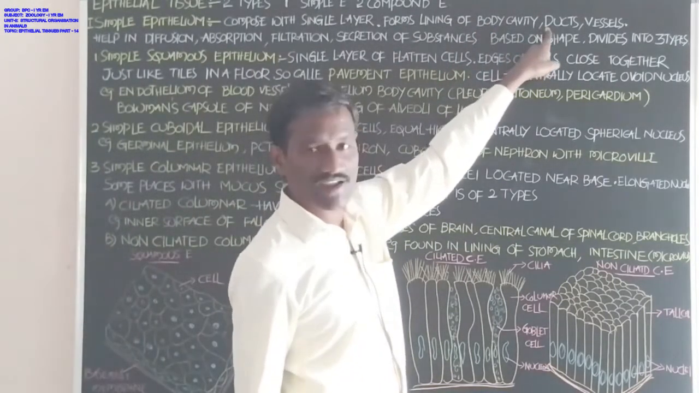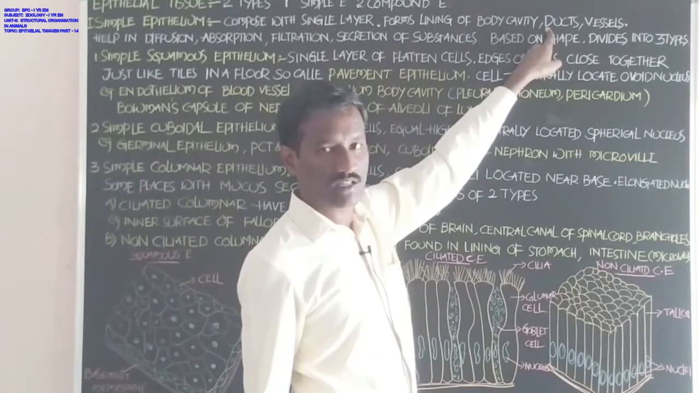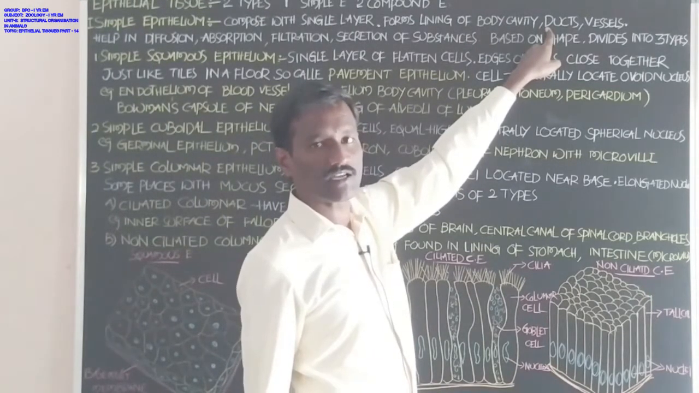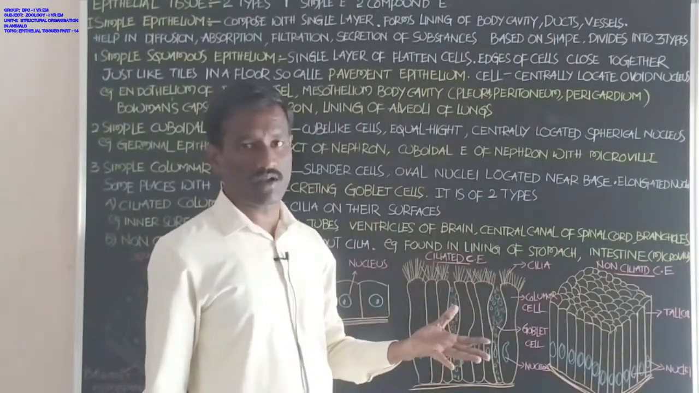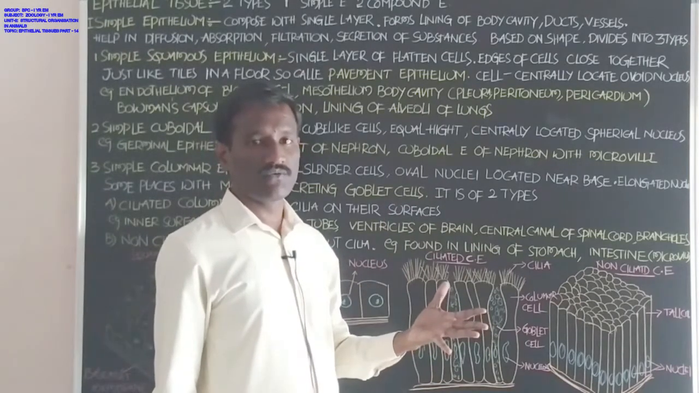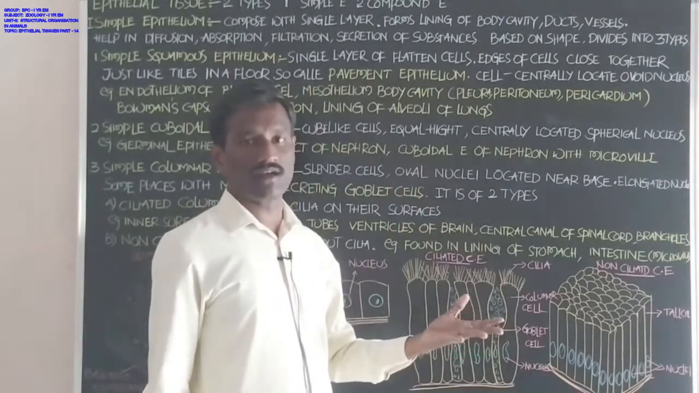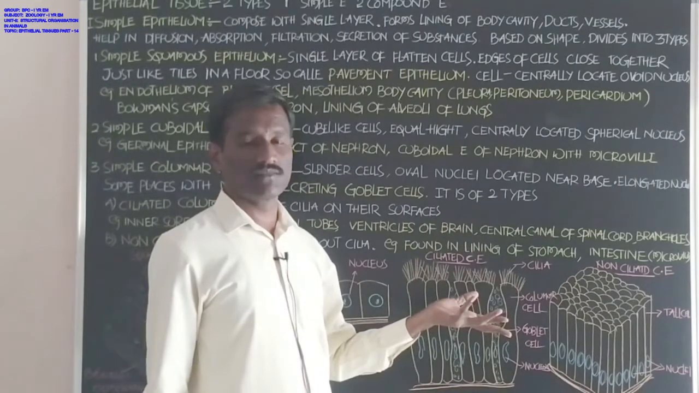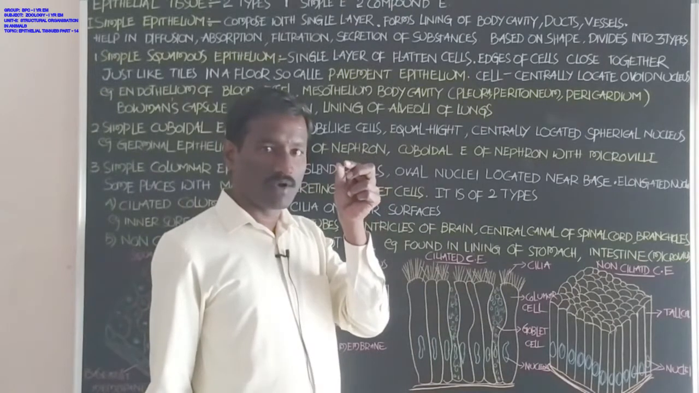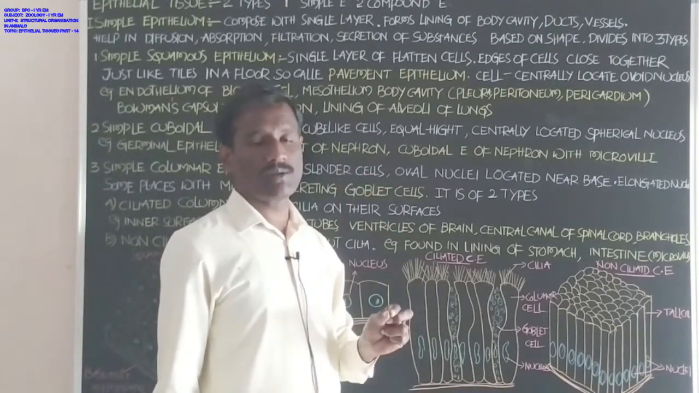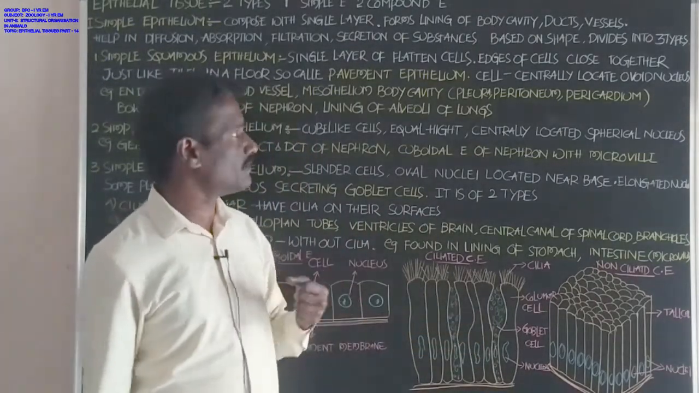It also lines the ducts. Different types of ducts are present in the body. These ducts are connected with one organ or another in the body. For example, pancreatic duct or hepatopancreatic duct, hepatic duct, bile duct, oviduct, ureter, fallopian tubes. These are the different types of ducts located in the body of an animal.